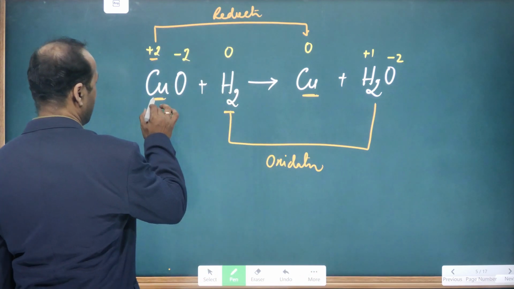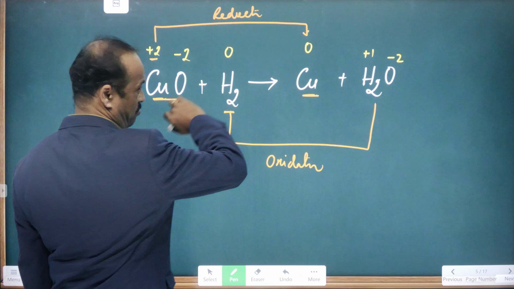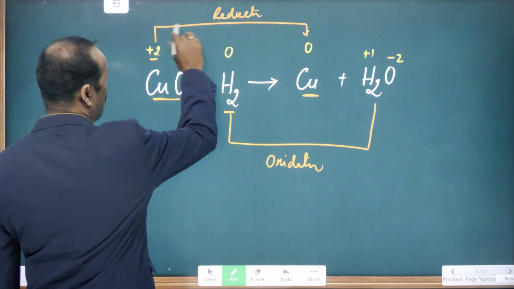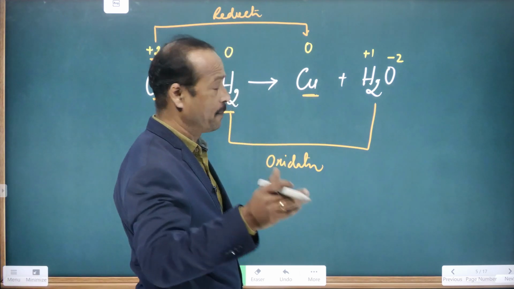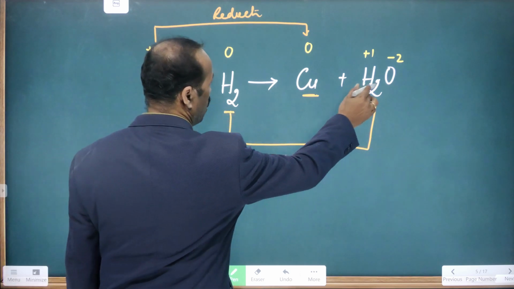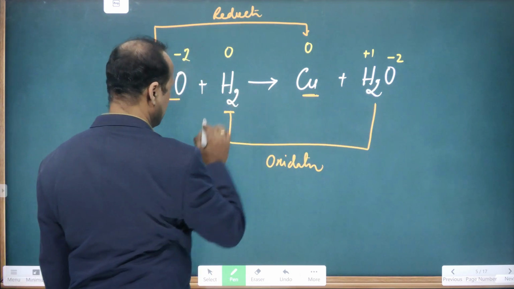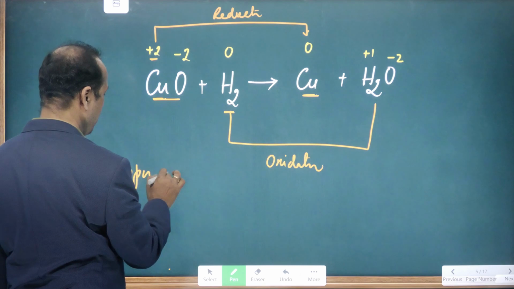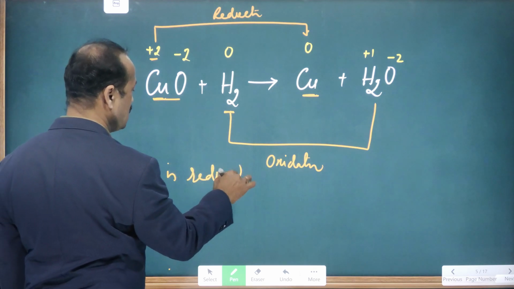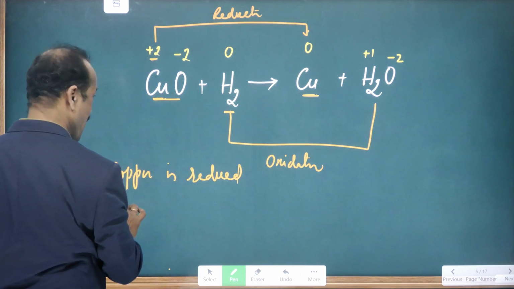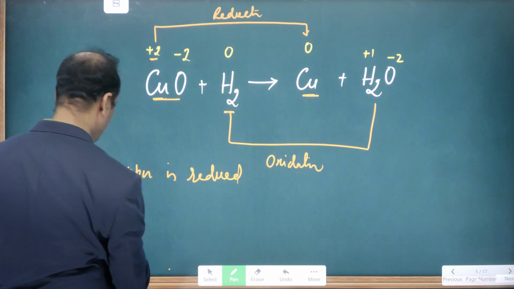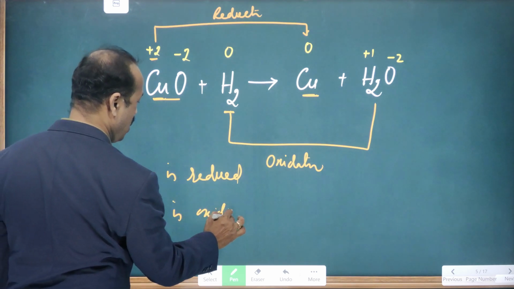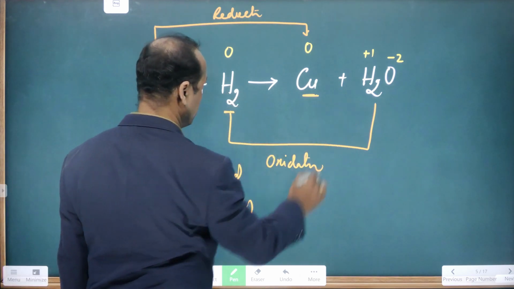Here one more word we come to know. Here we say copper oxide is reduced. Copper oxide is what? Reduced. And hydrogen is what? Oxidized. Here copper oxide lost the oxygen, and hydrogen gained the oxygen. Otherwise you can say copper is reduced, because its oxidation number is decreased. And hydrogen is oxidized, because hydrogen's oxidation number is increased.